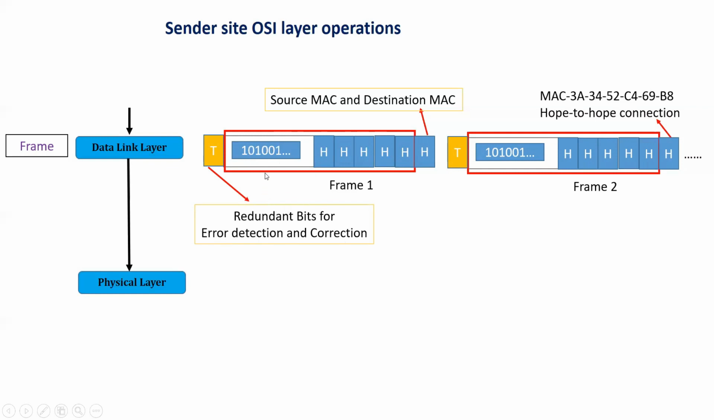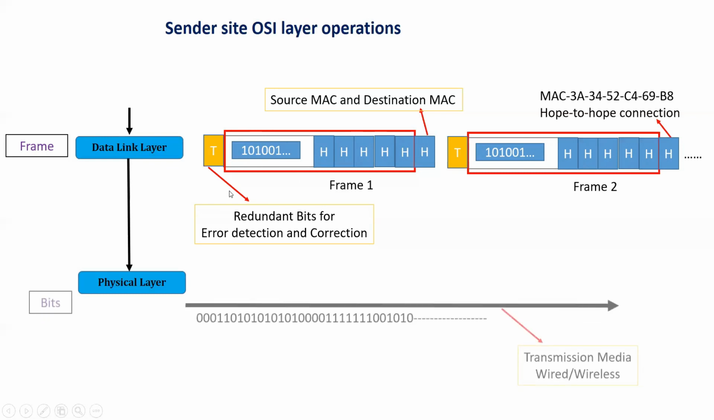Due to the noisy channel, there is a high chance that if the sender sends 10100, most probably the receiver can accept 1001. That means there is an error. So the receiver side has to identify the error and correct it to accept the original form of the information. So the data link layer is responsible for this kind of error correction.